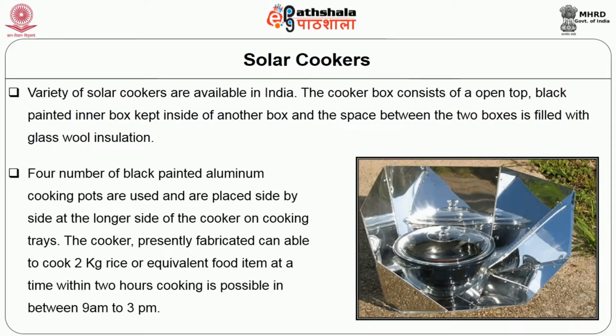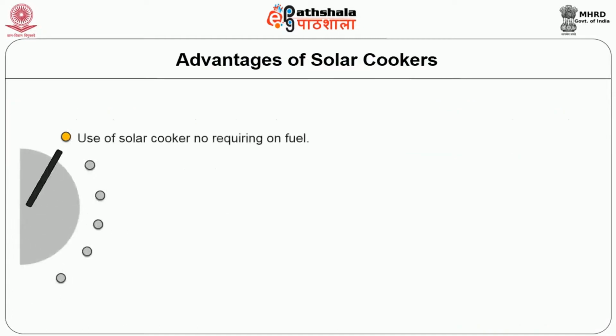Four black painted aluminum cooking pots are used and are placed side by side at the longer side of the cooker on cooker trays. The cooker presently fabricated is able to cook 2 kgs of rice or equivalent food item at a time. Within 2 hours, cooking is possible between 9 am to 3 pm.